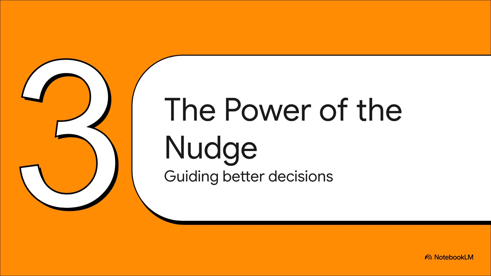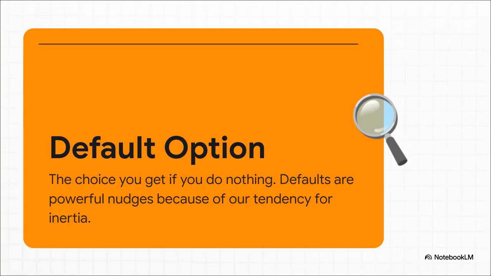They can create environments that nudge us toward making better decisions, the kinds of decisions we'd probably make for ourselves if we had endless time and brain power. And maybe the single most powerful nudge of them all is the default option. This is simply the choice that gets made for you if you don't do anything at all.